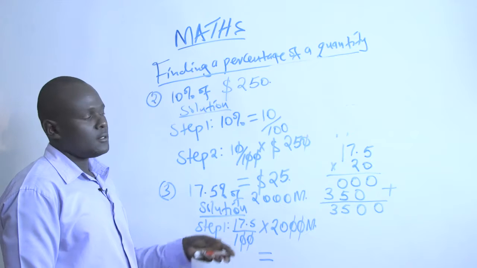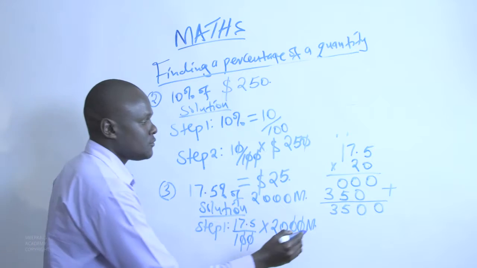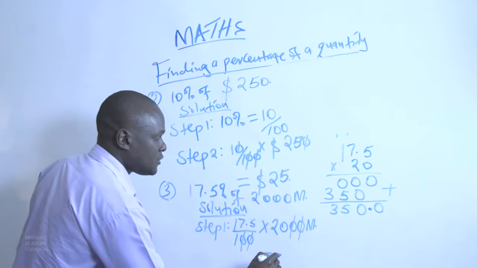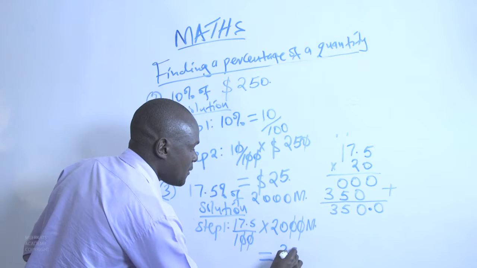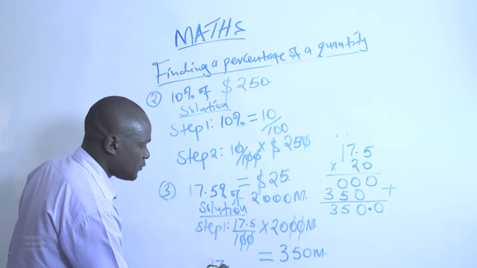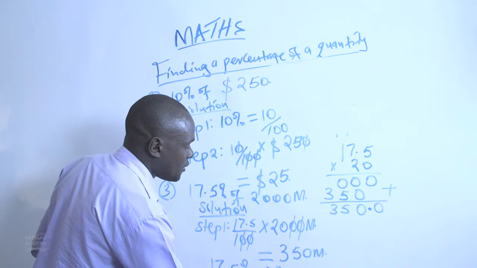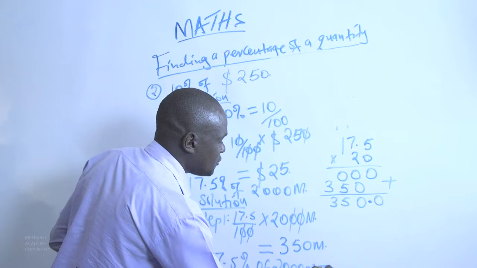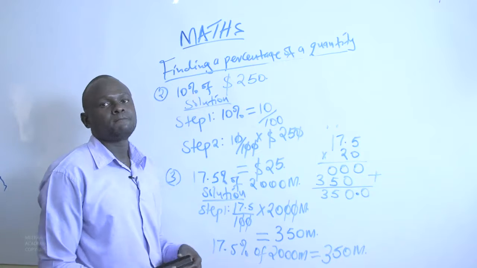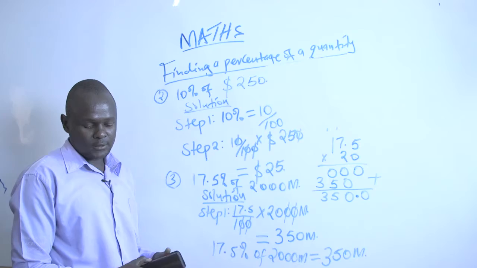We ask ourselves, how many decimal places do we have? We only have 1, so we are going to have our decimal place there. This will give us 350 meters. This means that 17.5% of 2,000 meters is equal to 350 meters.